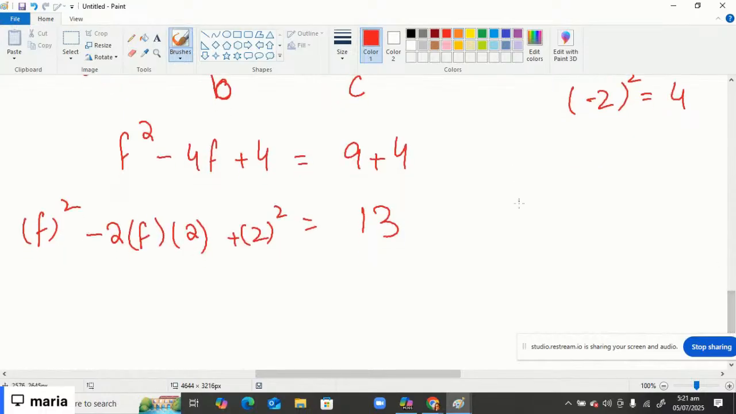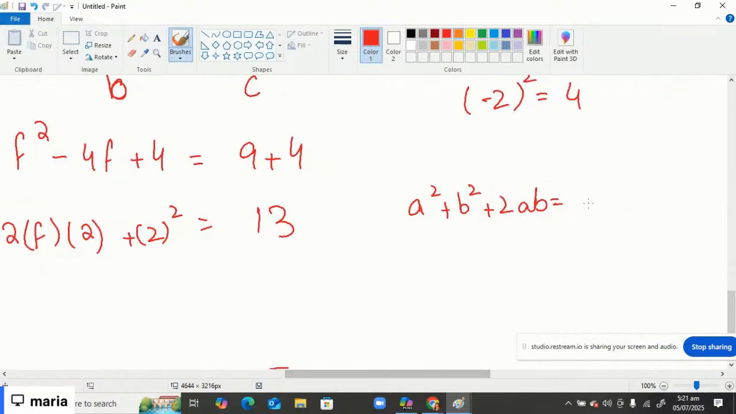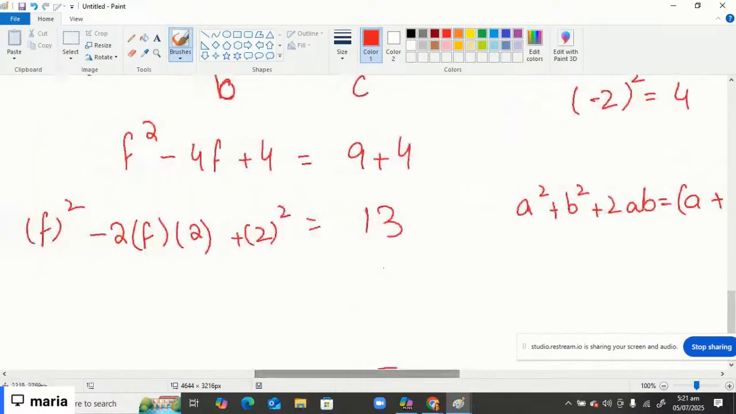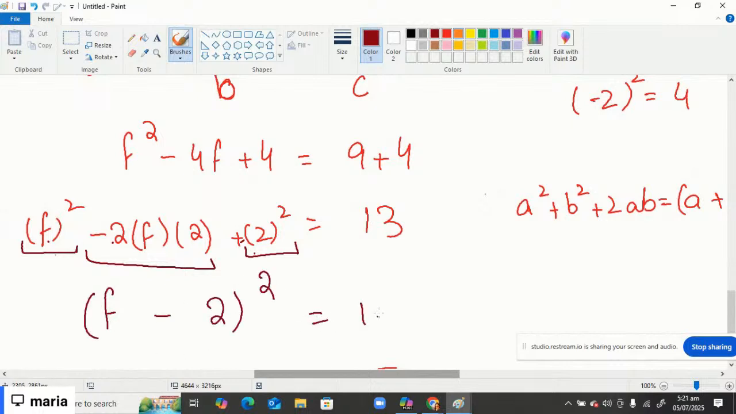This formula: a square plus b square plus 2ab is equal to a plus b whole square. We make this term as a square, b square, 2ab. Like how? A square, look here, then we make b square, then we make minus 2ab. So what does it become? A plus b whole square, or if it's in the form of minus, this becomes a minus b whole square. So a is f minus b is 2 whole square, and that is equal to 13.